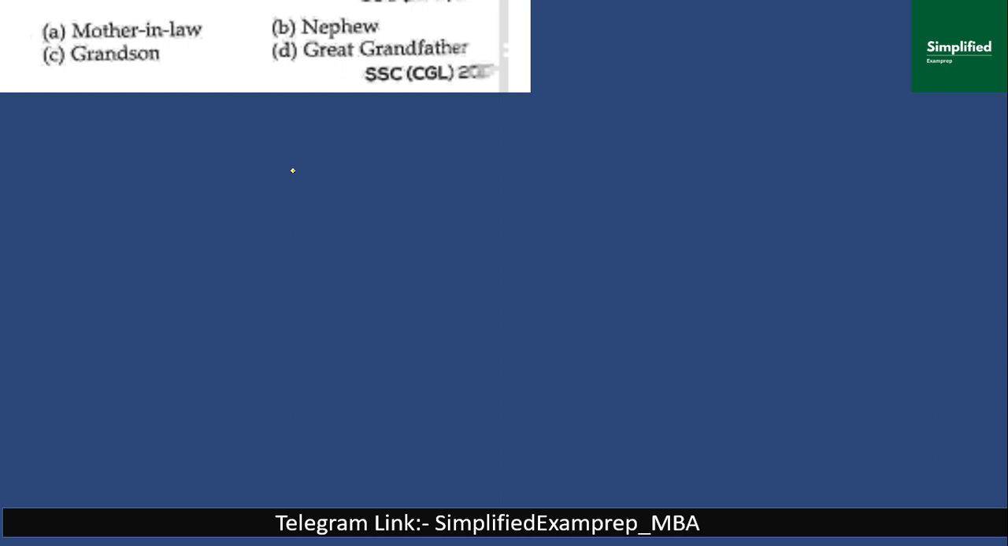See here B, C and D, and A. Why are all the answers A here? B, C, D are males, but A is female. So what is the correct answer? It is mother-in-law. Now let's move further.